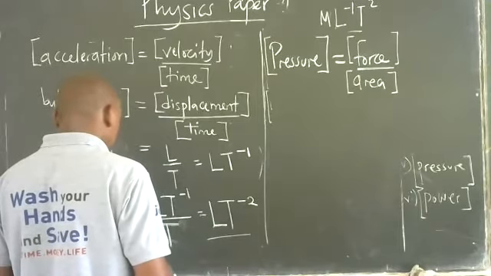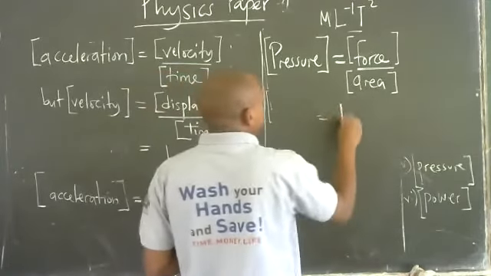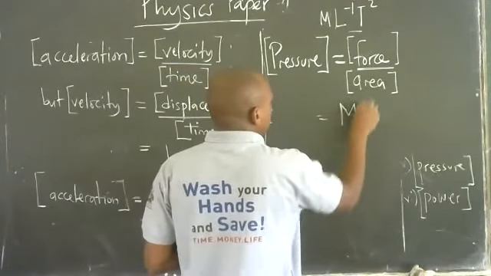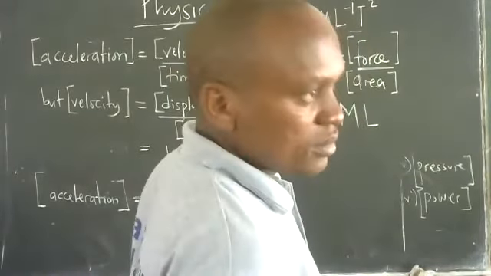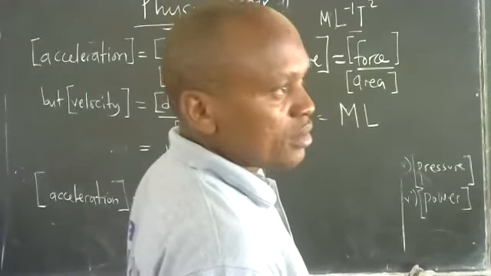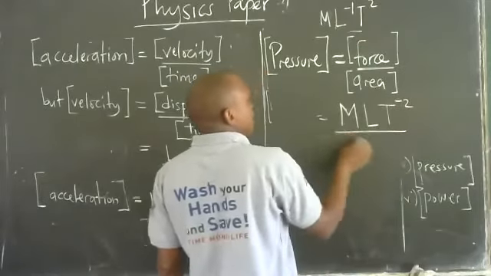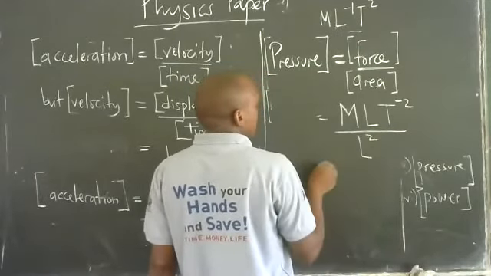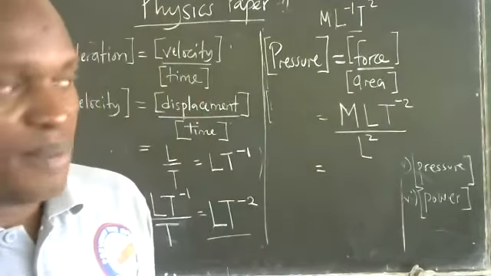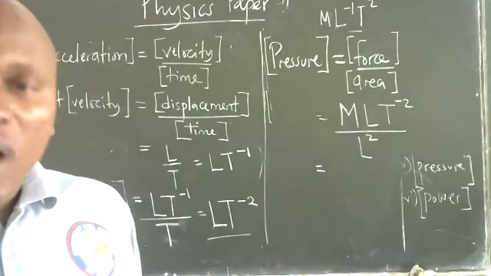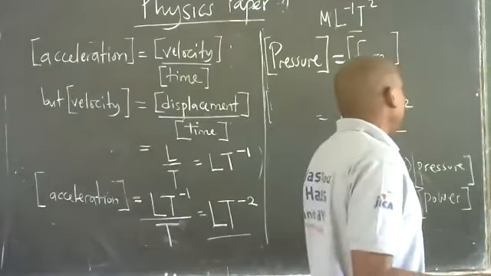MLT to power. You said ML and what? T to power -2. And then area is L squared. So when you work on the powers, I hope you all agree that force is ML T to power -2. When you work on the indices, which I was showing you yesterday in math.